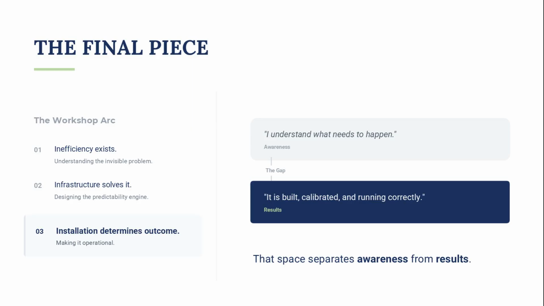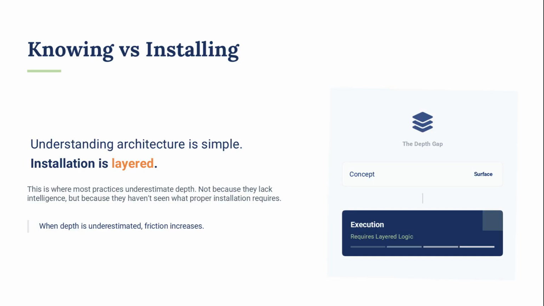And once that becomes clear, the question changes. From, do I understand this? To, what would it take to make this actually hold? Understanding architecture feels simple. At the concept level, it makes sense. The life cycle is clear. The pillars are visible. But installation is different. Installation is layered. And this is where most practices underestimate what's actually required. Not the idea, the depth. Not because they lack intelligence, but because they haven't seen what proper installation actually involves.